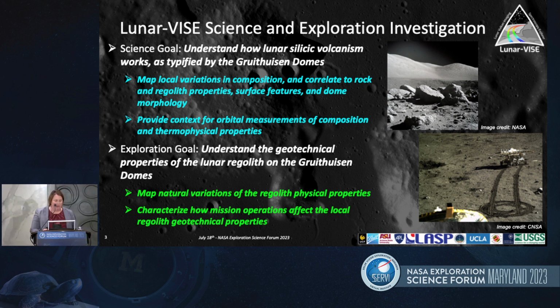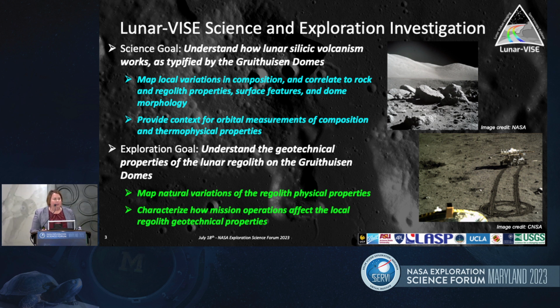Okay, so our overarching science goal is really to understand the composition and rock type of these unique silicic domes, and to really understand how we can then apply what we've learned at Gruithuisen to all the other silicic areas across the lunar surface. And we're going to do that by first mapping local variations in composition. When we talk about composition, we're talking about silicate composition as well as thorium abundance.